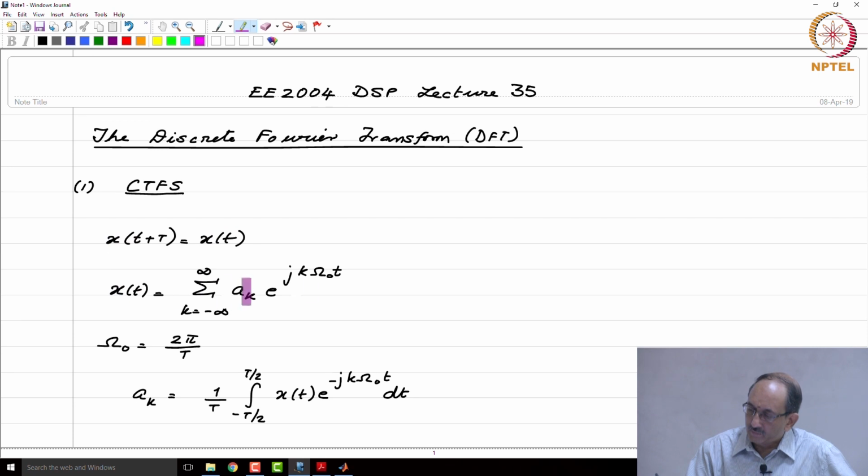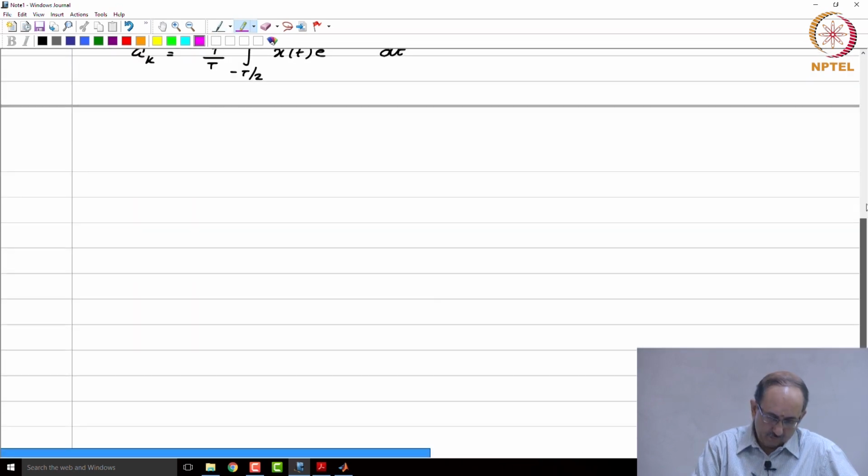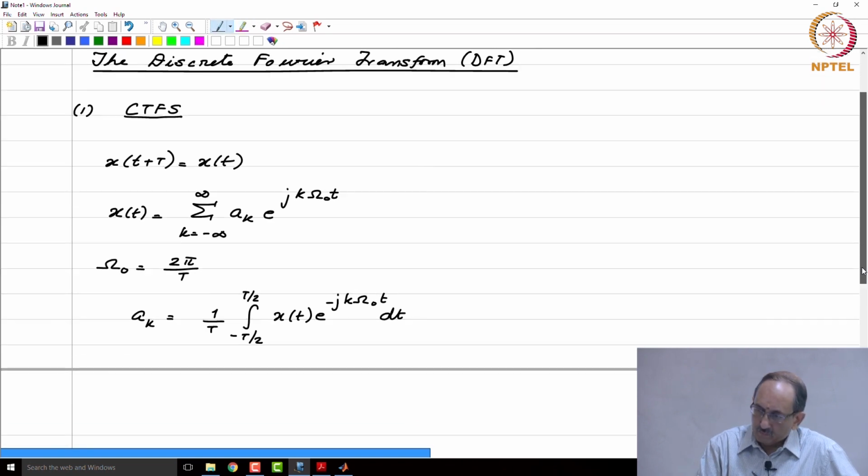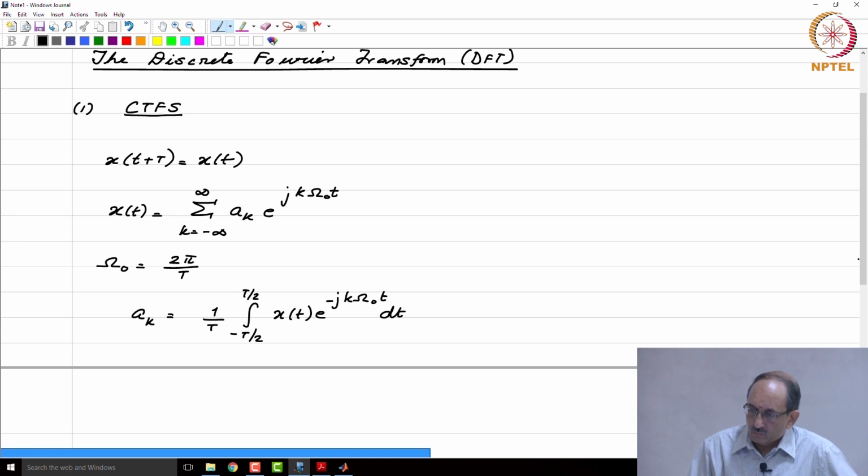So, this was the assumption about the signal, namely periodicity. This was the Fourier series expansion. a_k were the Fourier series coefficients, and a_k was given like this. Of course, the alternative formula for a_k is integral from 0 to capital T, which is equivalent. One of the motivations for this is machine representation. That is, you would like to work these things on a computer.